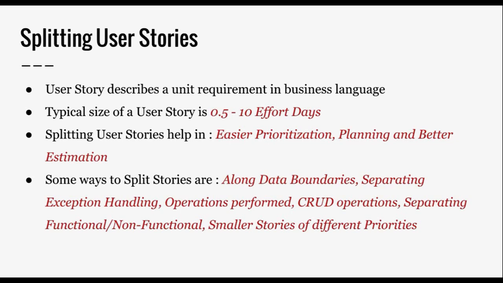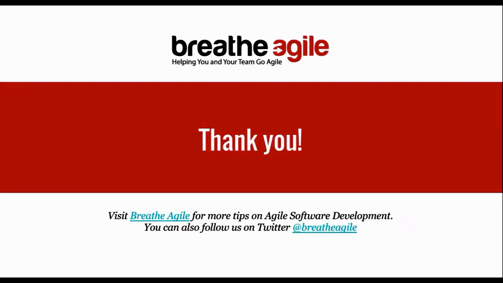Some strategies to split the stories are along the data boundaries, separating the exception handling or error handling, and based on the operations performed within the story. You could split the stories based on the CRUD operations, which is create, read, update, and delete. You could potentially separate the user stories based on functional and non-functional requirements. And finally, you could split the story into smaller stories of different priorities.